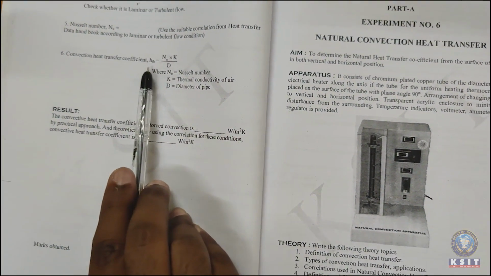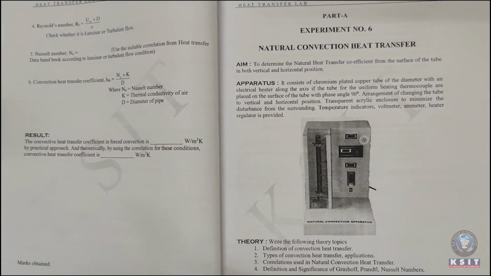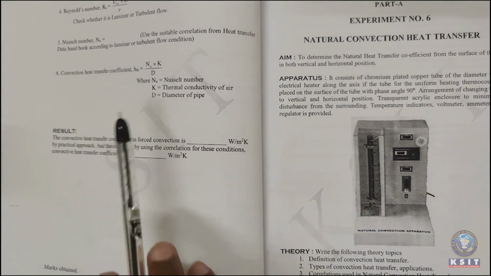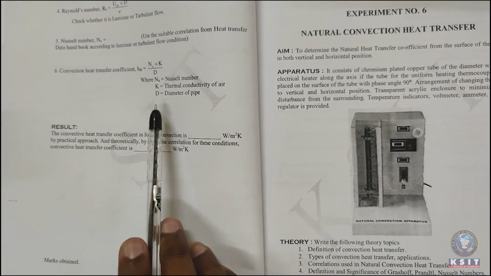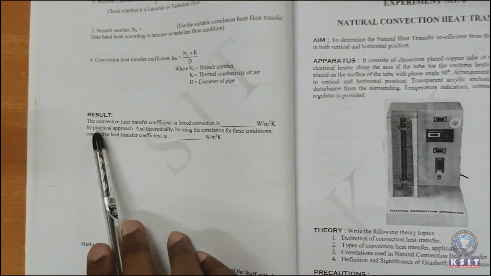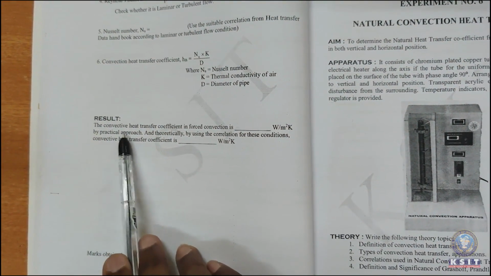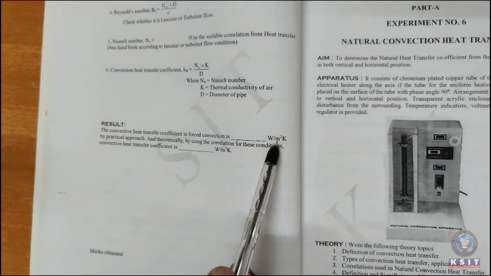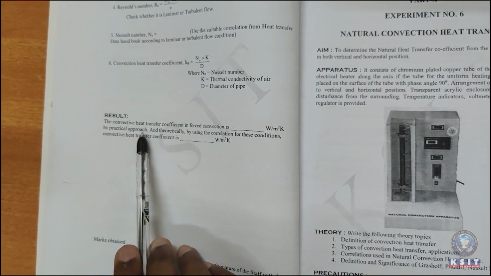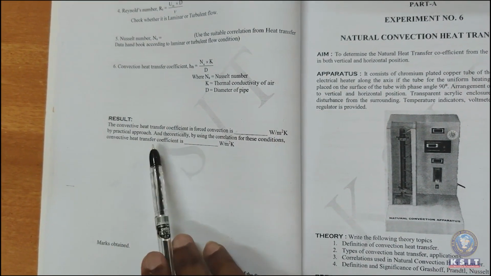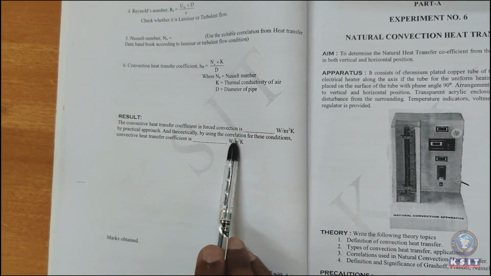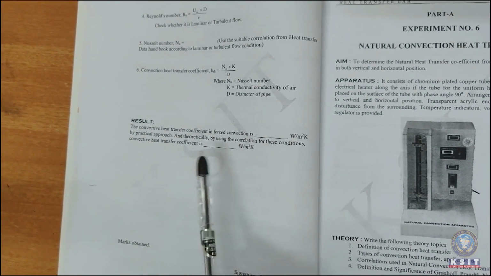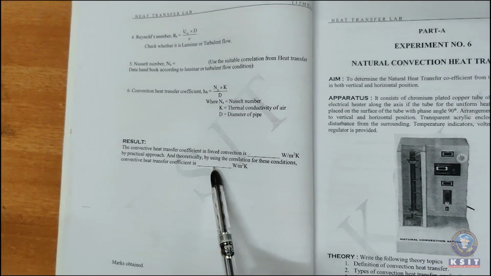After finding h theoretical, we have to compare the convection heat transfer coefficient by practical approach and the convection heat transfer coefficient by theoretical approach. So we can write the result. The convective heat transfer coefficient in forced convection is dash watt per meter square Kelvin by practical approach, that is the previous one. And theoretically, by using the correlations for these conditions, convective heat transfer coefficient is dash, that is this value whatever we got recently.